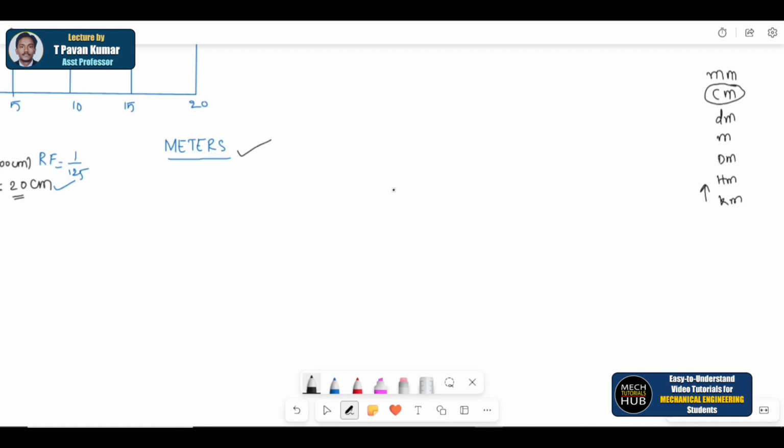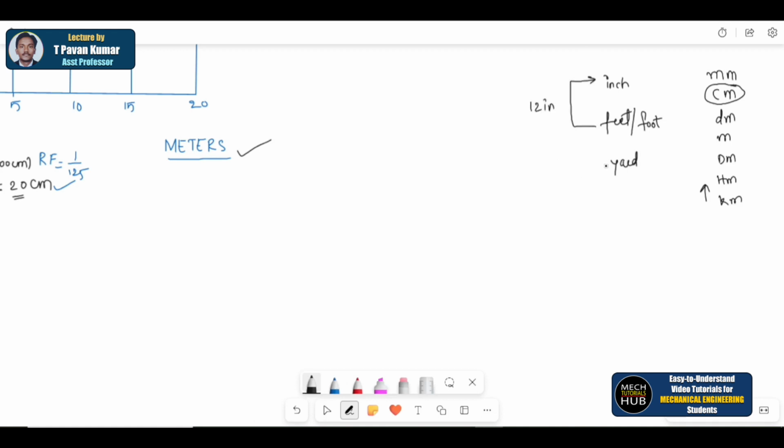That is fine. But there are few cases where the problem might be given in inches also. Inch, okay, feet or foot, and maybe yards. Okay, if this is the case, we need to know the conversions. Okay, basic conversion we know. 1 feet is equal to 12 inches, that we know.